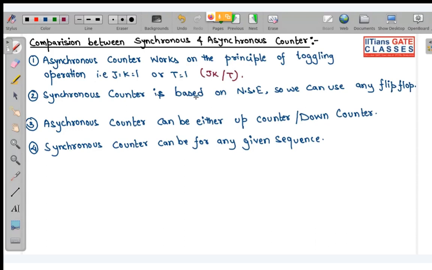Whereas your synchronous counter is based on the principle of the next state equation. So you can use any flip-flop for the construction of a synchronous counter. You can use D flip-flop, T flip-flop, SR flip-flop, JK flip-flop, whichever flip-flop you have, you can use it.